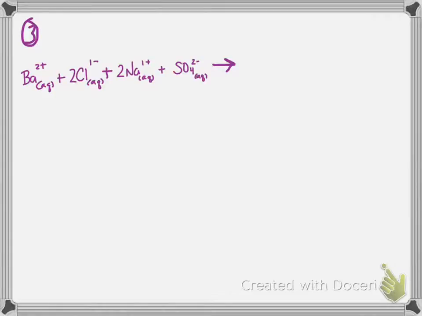So we've got the reactant side. What's going to go over on this other side? Does barium participate in a reaction? Yes. So we know that we're going to write our barium sulfate as a solid. But our sodium and chloride ions, well, they're just standing around pretty much doing nothing.